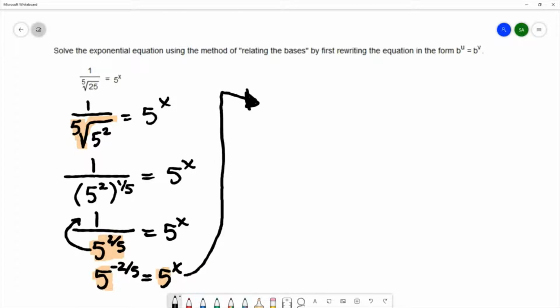The method of relating the bases states that if the bases are the same, then the exponents must be equal to each other. So I'm able to say that the exponent on the left is equal to the exponent on the right. And since this solves the equation, I'm able to stop here. I have the value of x to be negative 2/5. So the solution to the equation 1 over the 5th root of 25 equals 5 to the x is x equals negative 2/5.